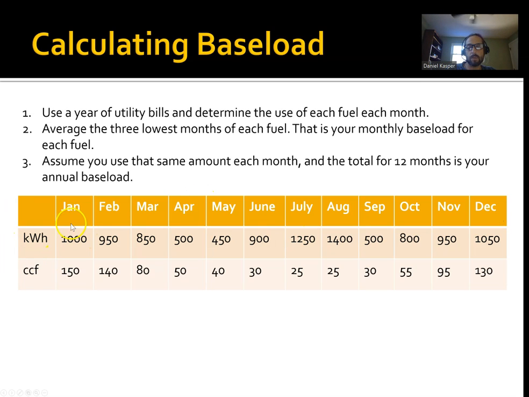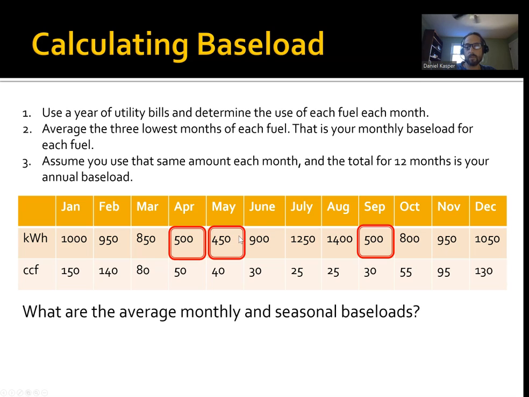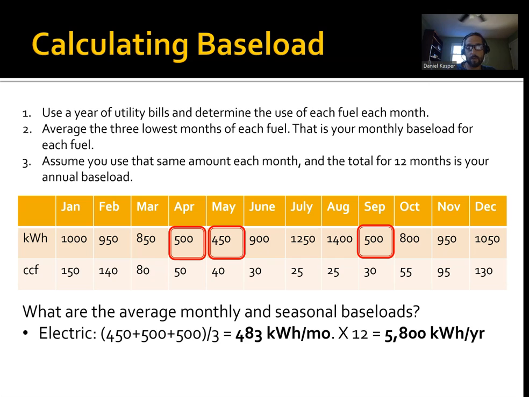Let's start with the electricity base load. All right, so the electric base load, which is the top row. So feel free to pause and find the 3 lowest months, average them out, and tell me what the monthly base load is. Okay? So the 3 lowest months, and again, it doesn't matter what time of year it is. It could be the middle of the winter, it could be the middle of the summer, it doesn't matter. But in this case, our 3 lowest months are these 500, 450, and 500 kilowatt hours. Find the average of those, which is pretty simple math. And there is your monthly base load of 483 kilowatt hours per month.